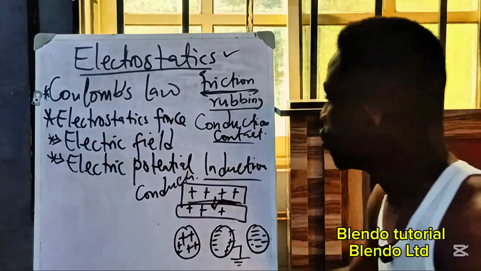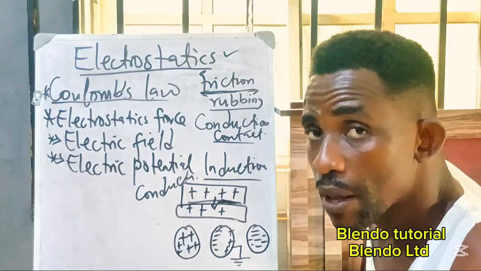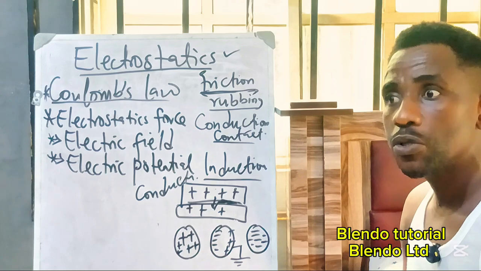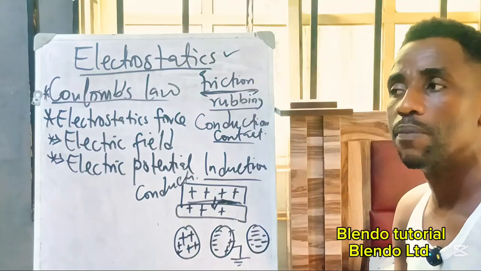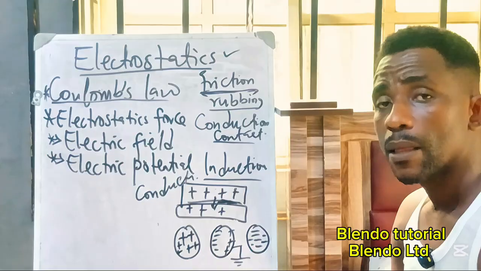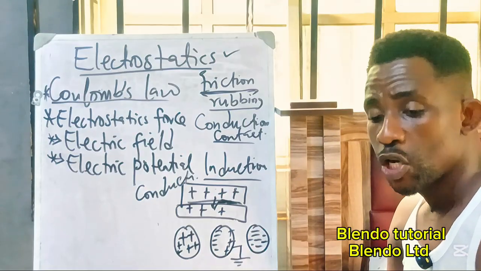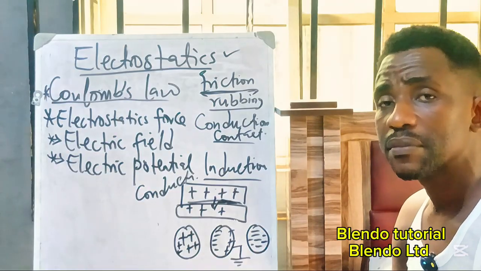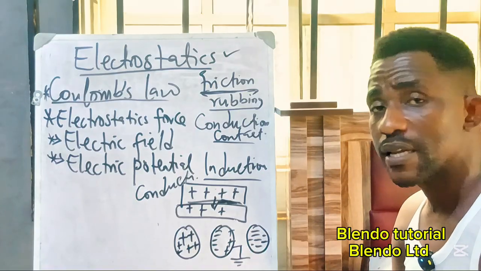All right, what do we mean by Coulomb's law? Coulomb's law states that the force of attraction or repulsion between two charges is directly proportional to the product of the charges and inversely proportional to the square of their distance apart.